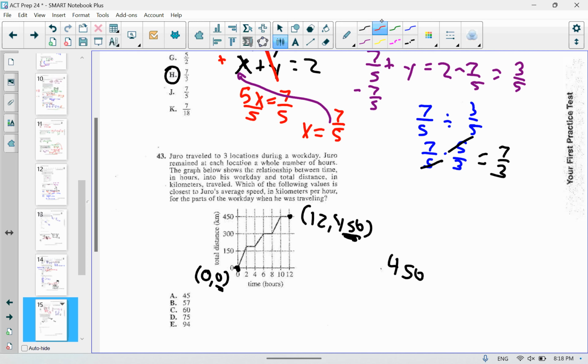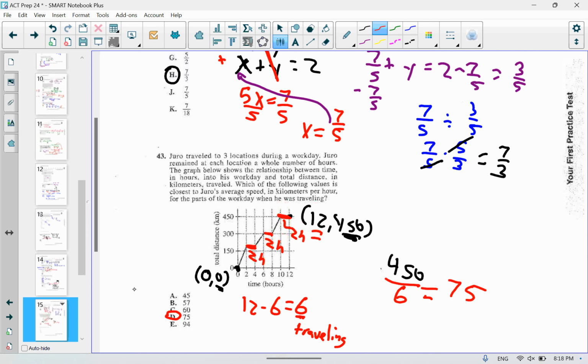450 miles. However, for these 2 hours, I wasn't traveling. For these 2 hours, I wasn't traveling. And for these 2 hours, I wasn't traveling. So for 6 total hours, I wasn't even traveling, even though this is a 12-hour day. So 12 minus 6 says that for 6 hours, I was traveling. So if I do 450 divided by 6 for the 6 hours I was traveling, I would notice that we were traveling 75 kilometers per hour on average.